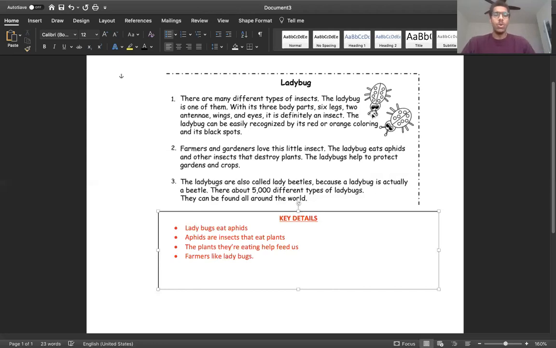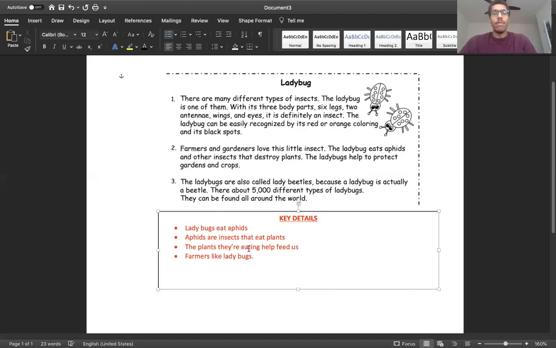Okay, so I have a few key details listed, and as I read, I want you to think about what ladybugs eat, what they're eating, how the ladybugs eating these insects helps farmers, and ultimately understand why farmers and ladybugs get along. Most people don't like any insects, but ladybugs are a little bit different. So as we read, think about what connects two main ideas from this passage. What is a common theme from two main ideas?